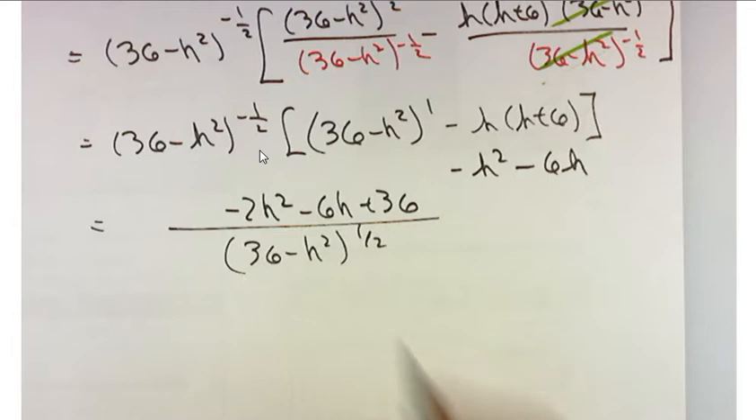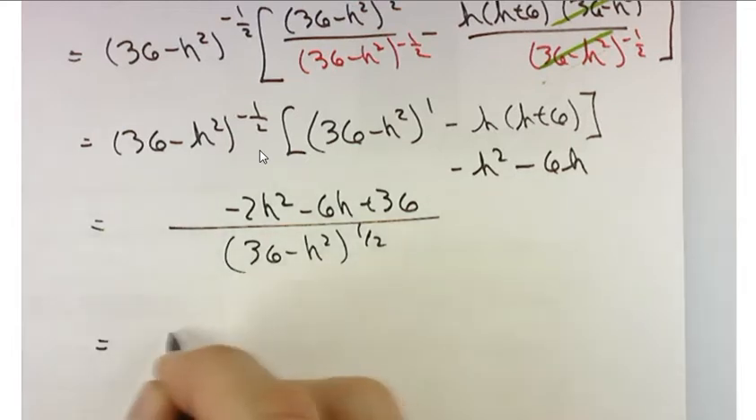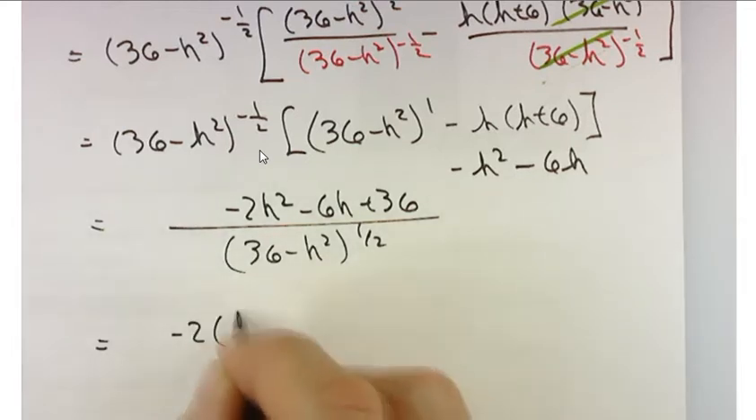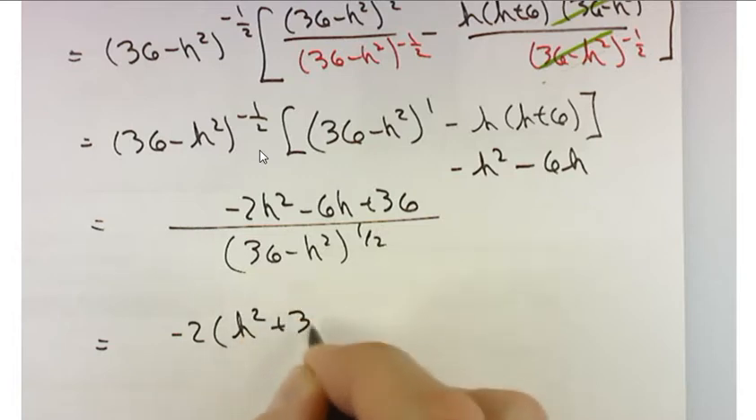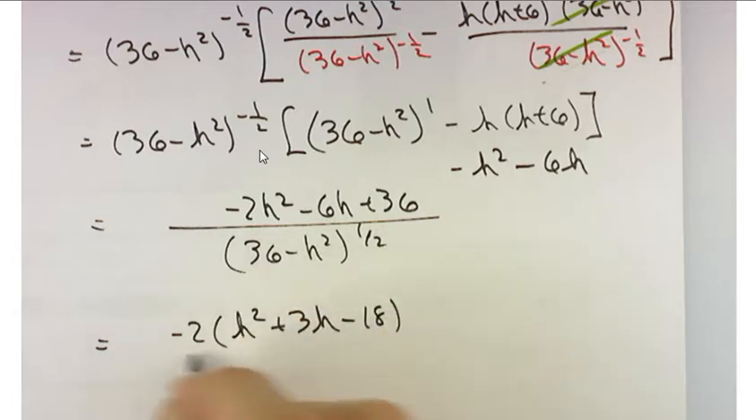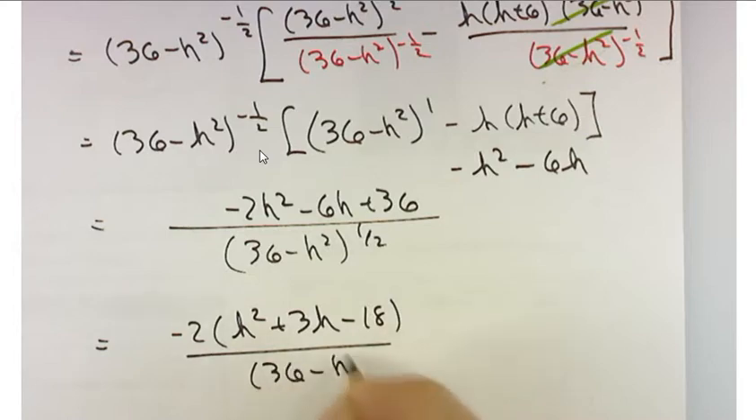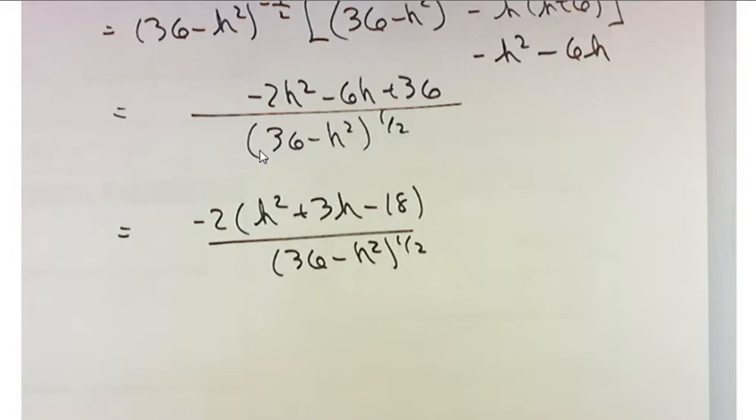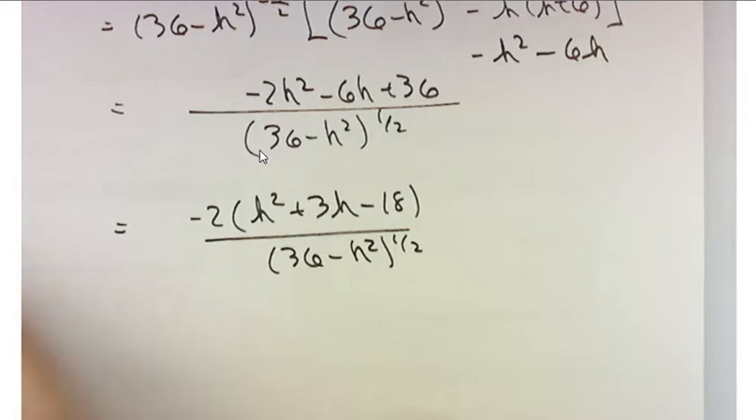I can clean this up a little bit, and maybe it's not a bad idea to do so. If I factor out a negative 2, that leaves behind h squared plus 3h minus 18, like that. So, wow. A lot of work there with the derivative. Let me pause there, give your hand a rest. If there's some problems along the way that I might have glossed over a little bit too quickly, let me know. Okay.